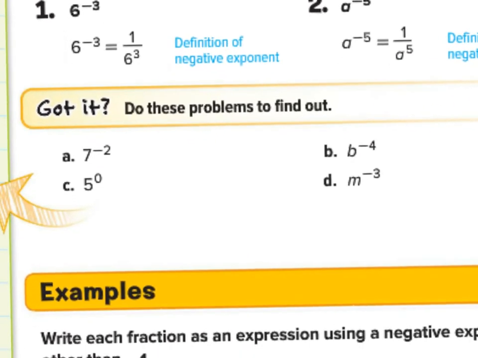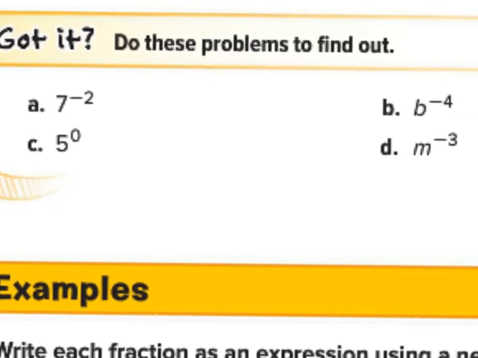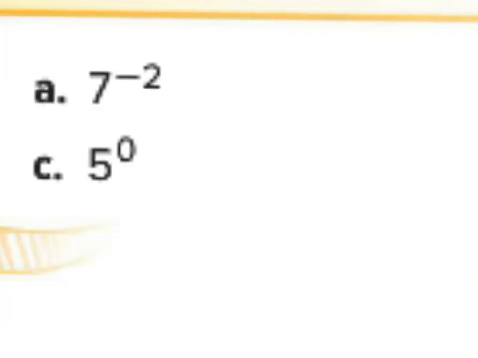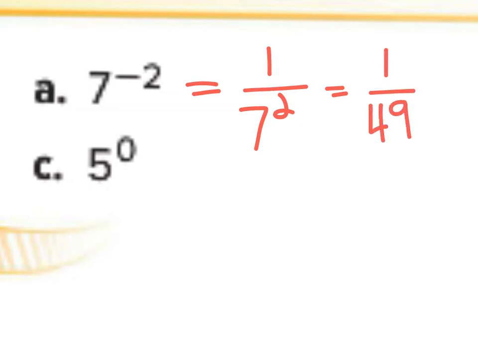Okay, if you think you got it, let's try a to d. Pause the video now and try it on your own, please. Pause now. Okay, number 1. 7 to the power of negative 2 is going to be 1 over 7 to the power of 2. Now we understand that. So now let's solve: 7 times 7 is 49. So this is the fraction 1 over 49, or 1/49. 5 to the power of 0 is simply 1. Anything to the power of 0 is just 1.